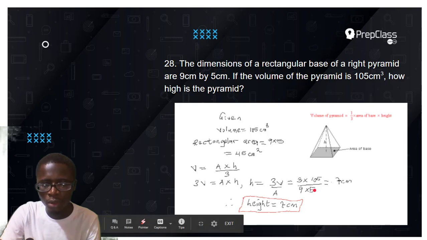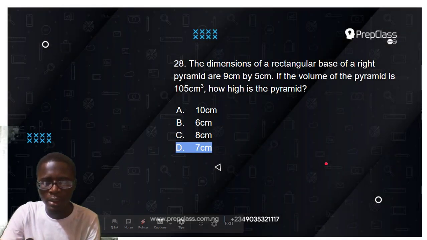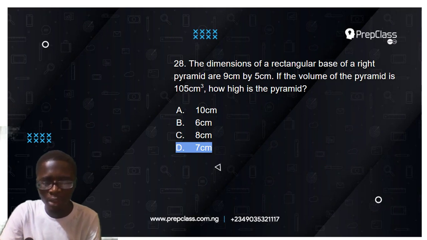So our V is given as 105, and our A is given as 9 times 5. By the time you do some cancellation, 5 into 105 is going to give us 21, and then 3 into 3 is going to give 1, 3 into 9 is going to give us 3, and then 3 into 21 is going to give us 7. So our final answer is 7, which will be the height of the pyramid. So this is option D.